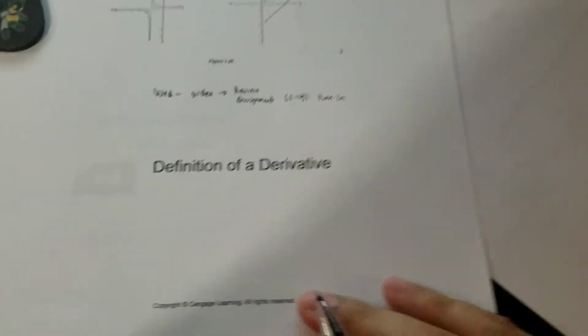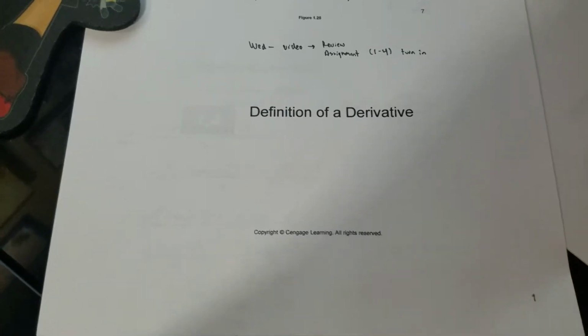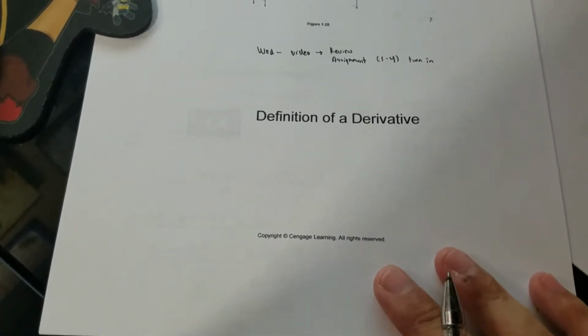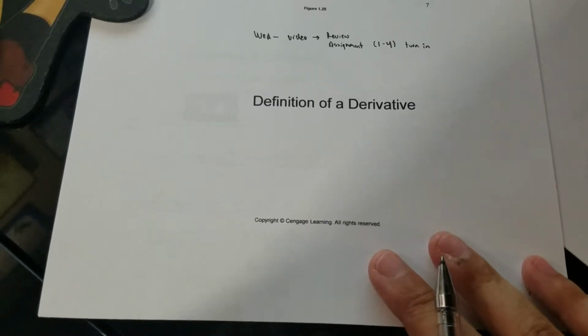What we're going to do here is what we call the definition of a derivative. Everything we've been doing has been leading up to this. This is the big thing about calculus, and this is the first step that you do to that.